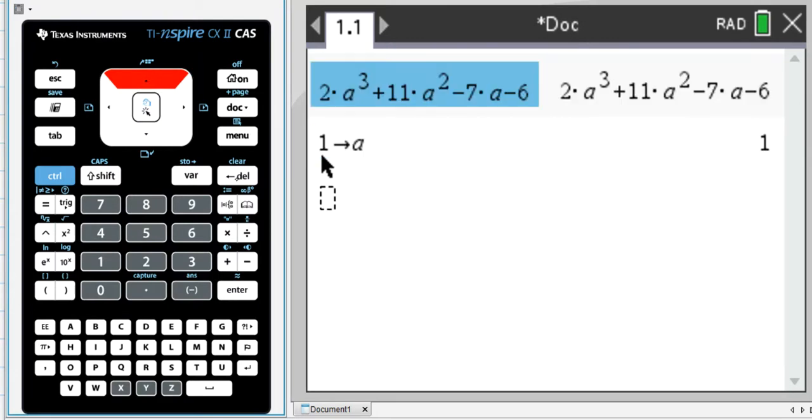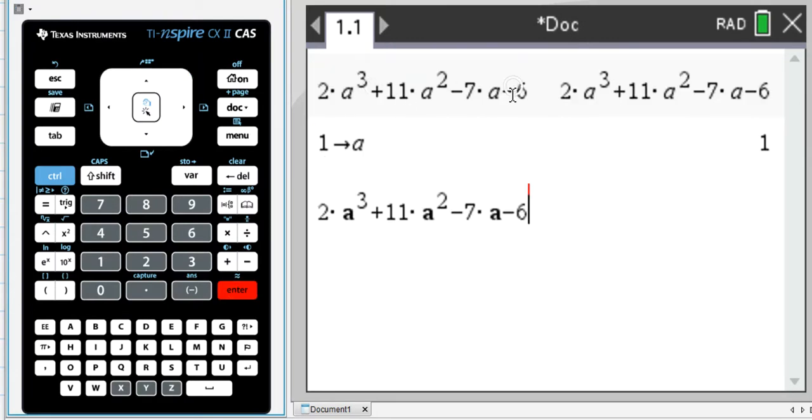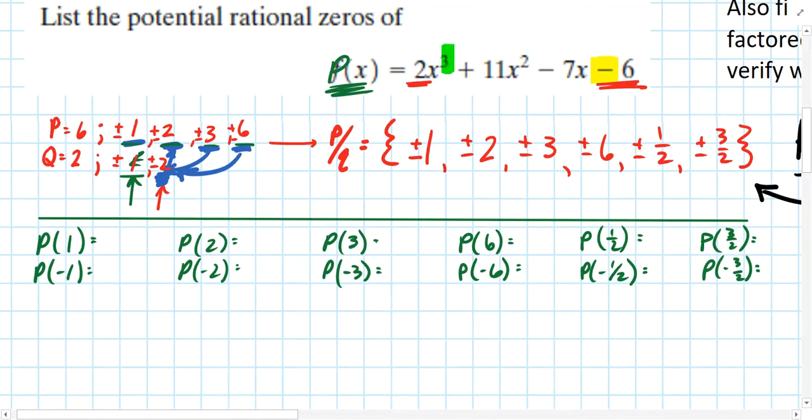Now, when I jump up here and press Enter to copy this expression down, the letter a is a bold letter now. That means it's got a numerical value associated with it. And when I tap Enter, the calculated result is equal to 0. So evidently, 2 times 1 cubed plus 11 times 1 squared minus 7 times 1 minus 6 does equal 0. And that's pretty great, because we just found one of our zeros.